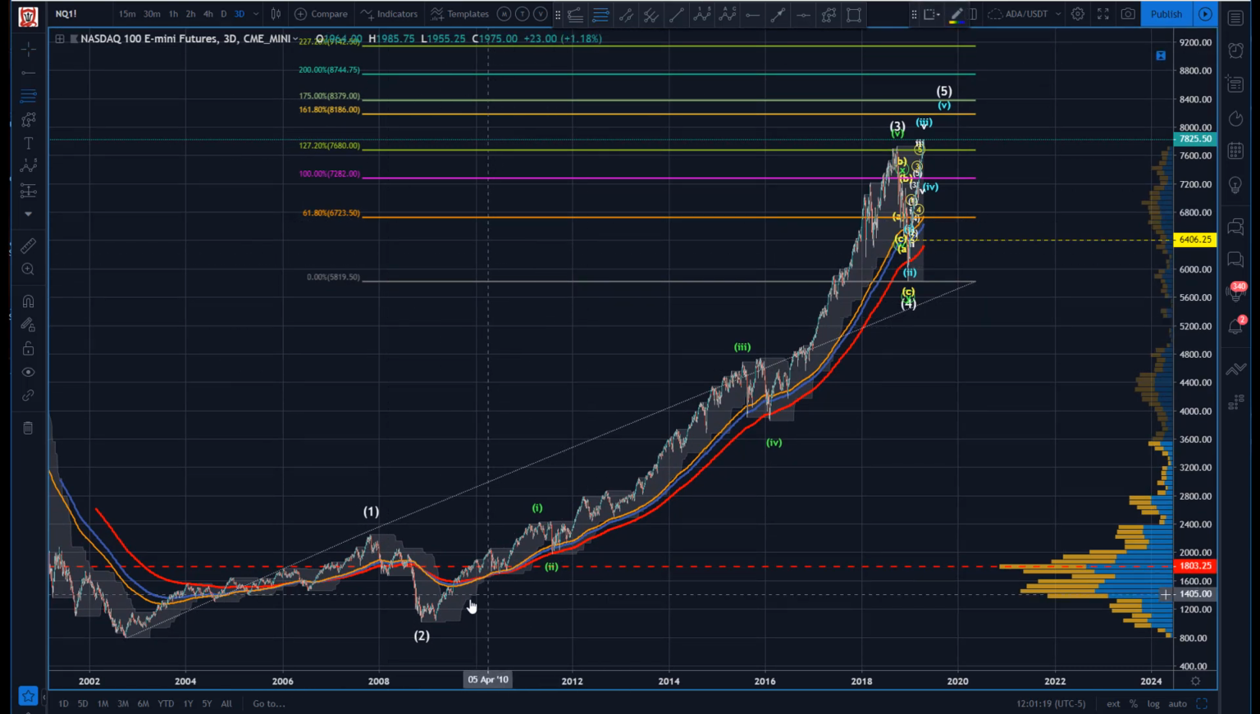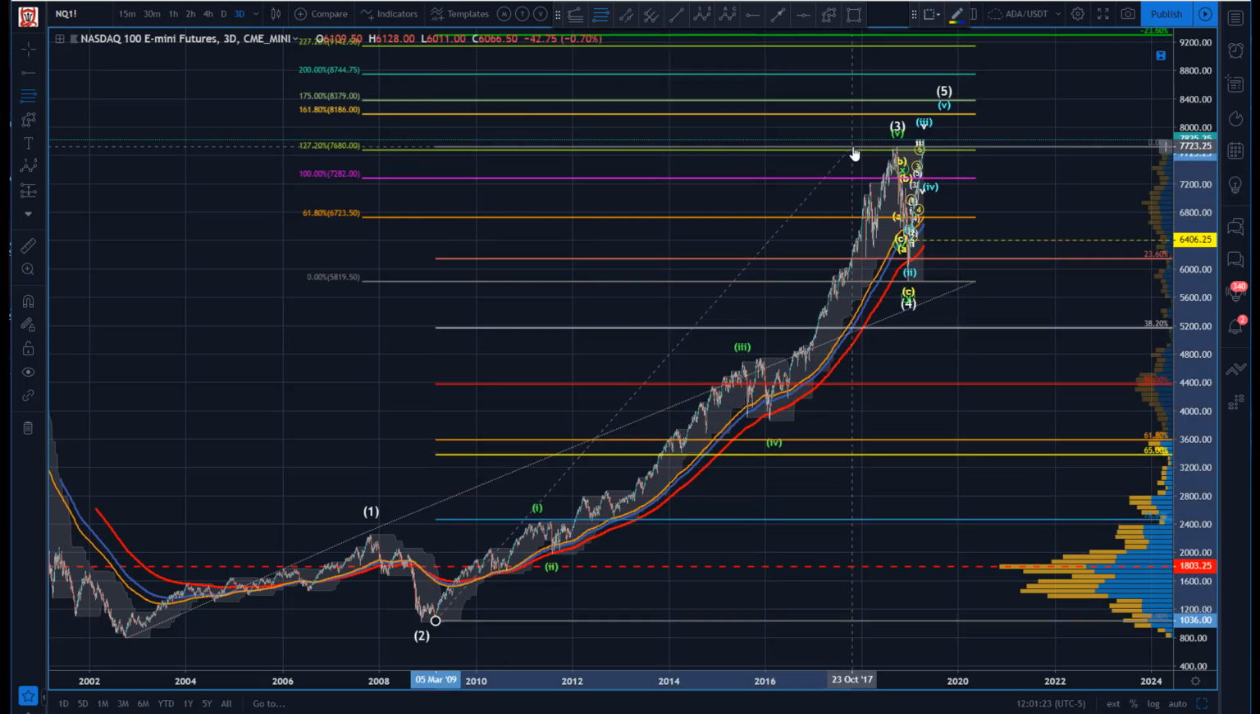Just look for some confluence, excuse me. So if this is my 2 and this is the 3 up here, I'm going to get right on that target.